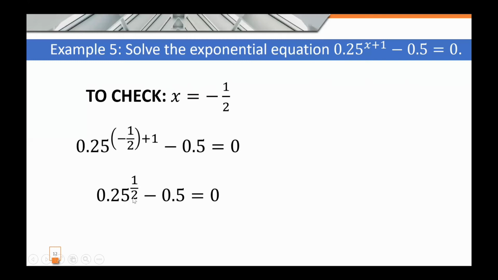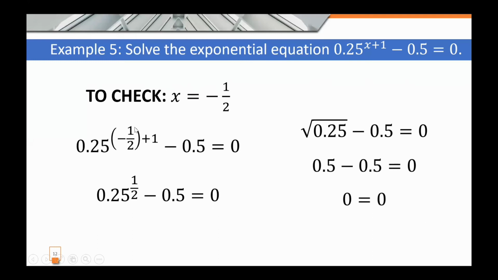0.25 raised to 1/2, this can be in a radical expression. That is the square root of 0.25 minus 0.5 equals 0. If you're going to use a calculator, the square root of 0.25 is equal to 0.5. Minus 0.5, that is equal to 0. Therefore, the value of x here in example number 5 is negative 1/2.